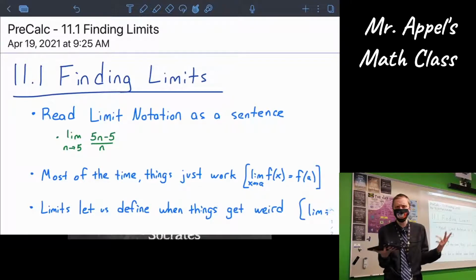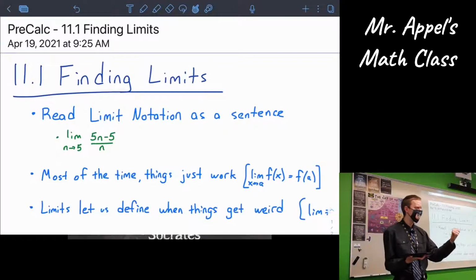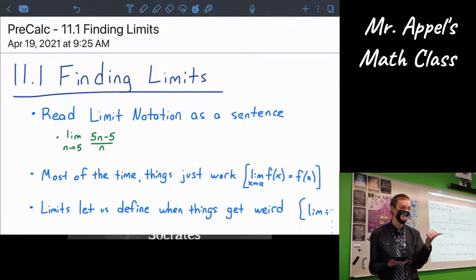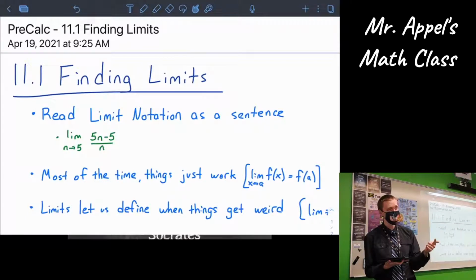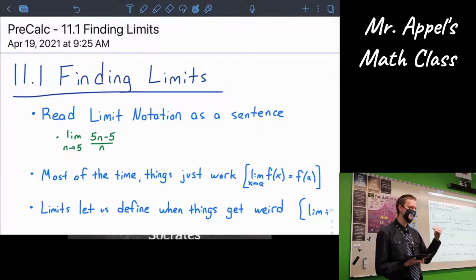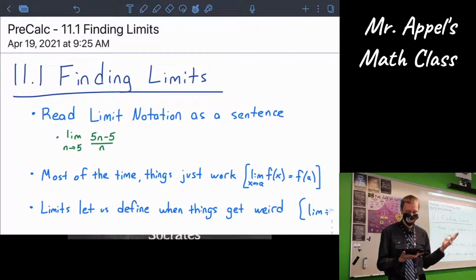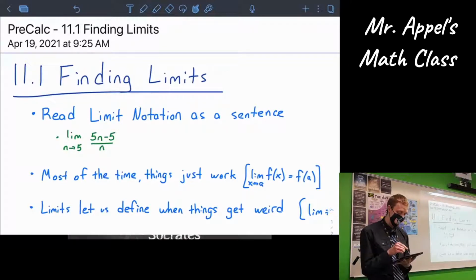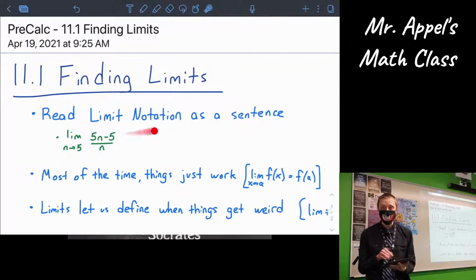All of PreCalc. What is the point of PreCalc? 1, mastery of your algebra techniques. 2, getting a preview of actual calculus stuff. This is the calculus stuff. Okay? All of the calculus rules work by being based around the concept of limits. So it's very important that you be able to read the notation.